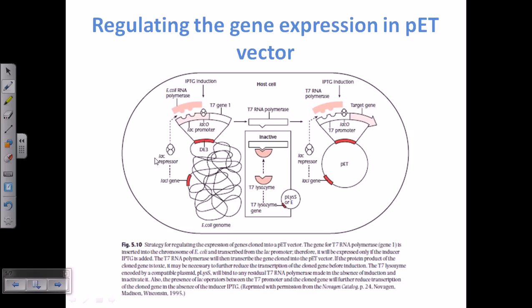Now let us talk about the regulation of gene expression in pET vectors. This is a kind of expression vector, and we are going to see how complicated an expression vector really is by looking at this picture. The most important concept you need to remember all the time is that regulation of transcription is the most important part. The regulation of transcription of our desired gene is the most important of all.